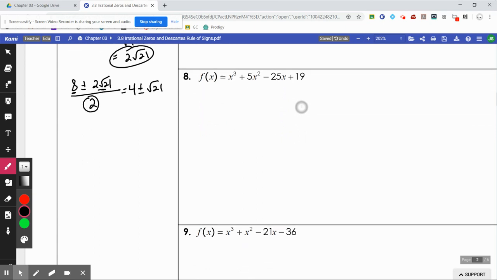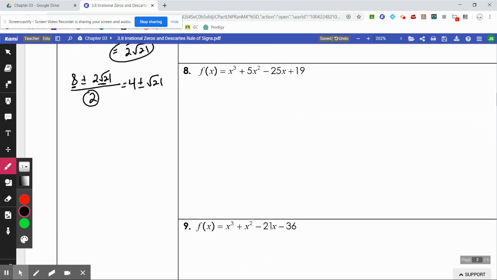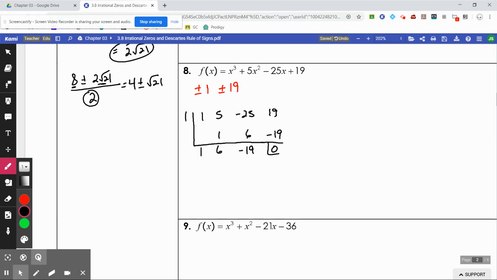Number 8. Again, let's list all of our possible rational roots. And we see it's actually a very short list. So luckily, hopefully, we can find one pretty quick. Here is where 1 worked. So let's take our function and let's rewrite it. Since we divided by 1, our factor would be x minus 1. We're left with x squared plus 6x minus 19.